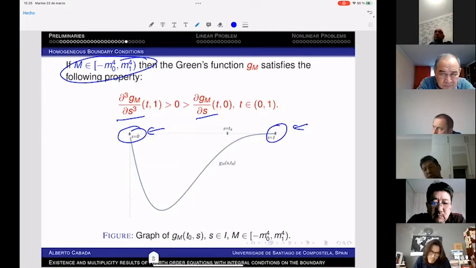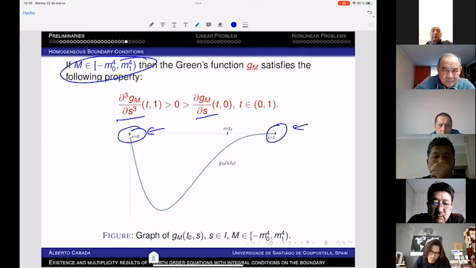So our interest in this case is what happens with m and what happens with lambda.